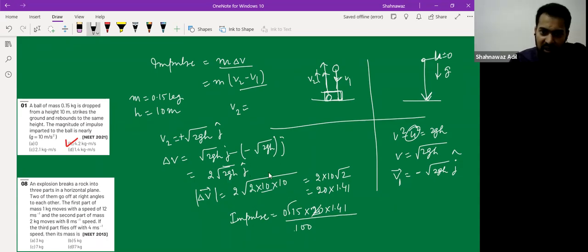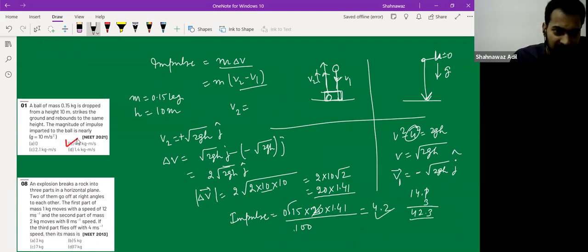So 2gh, so 2 into g is 10, so 10 is outside, so 20 into 1.41, right? So this is the change in velocity, and multiplied with the mass. So 15 into 20 is what? Sir, it is 4.2 only. Okay, so this is 4.2. Exactly, it is 4.23. So 15 into 2 is 300, and then 14 into 3 is what? So 42.3, right? So this is the correct answer, right?